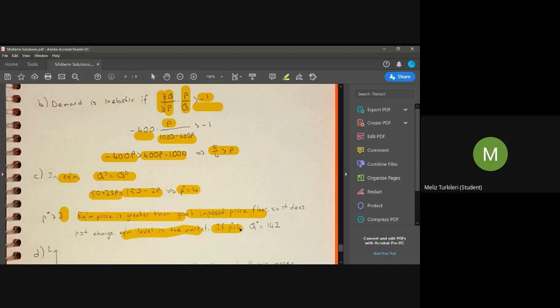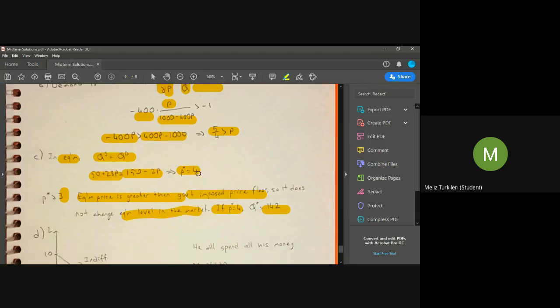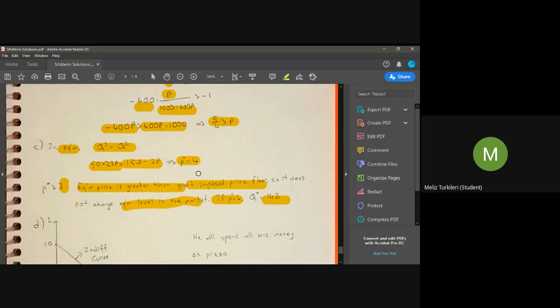And if you plug this 4 into one of the supply or demand equations, let's assume that we plug this price level into the demand equation, this part should be equal to -8. 150 minus 8 should be equal to 142. This is our quantity demanded in the equilibrium. So this is really a simple one. We did the same things during the recitations. Is there any question for this part, for the C section?